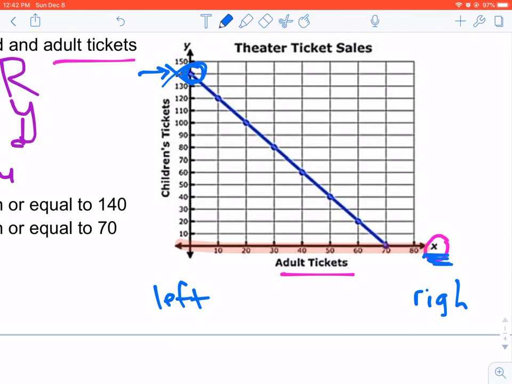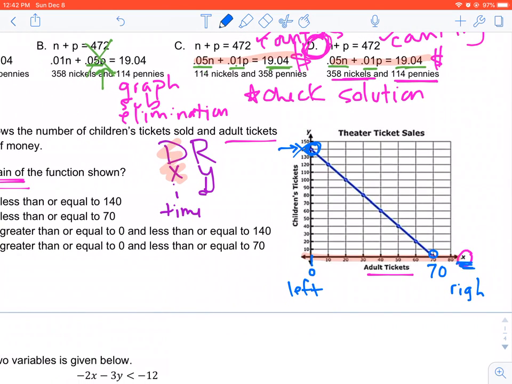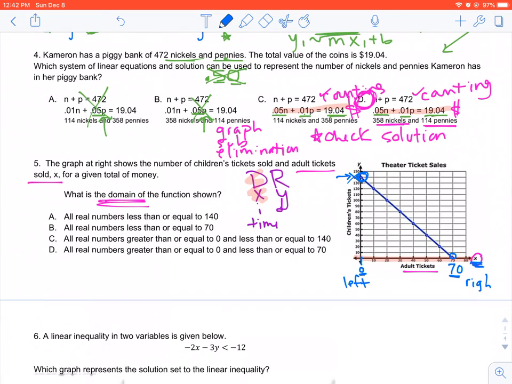How far to the left did that point go? It went over here to 0. How far to the right does it go? This point over here is the farthest to the right that the graph goes. And on our x-axis, that lines up with 70. So our graph shows adult tickets being sold anywhere from 0 to 70. So again, there's that trick answer of the 140. We can eliminate A and C. Choice B has 70, and so does choice D.